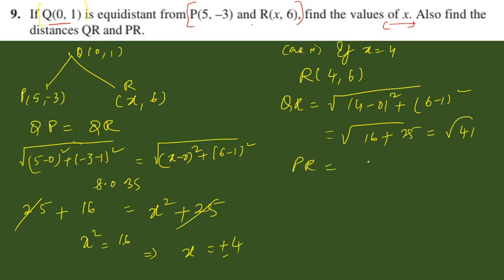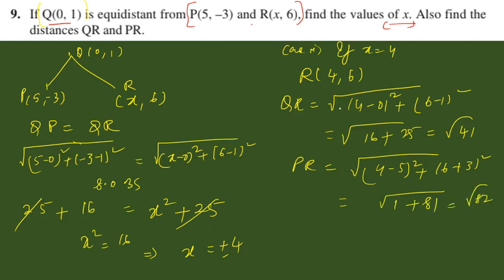Now about PR, P to R will be, P is here, (4 minus 5) whole square plus (6 minus in the formula, plus 3) whole square. Then you will get 1 plus 81, right? 9 square is 81, that is root 82. That's all about PR and QR. It is not yet done. Case 2, you try it. If x is equal to minus 4, then the R point changes to (-4, 6). Again find out QR and PR. There will be a change or it may not be changed. You can try and check.